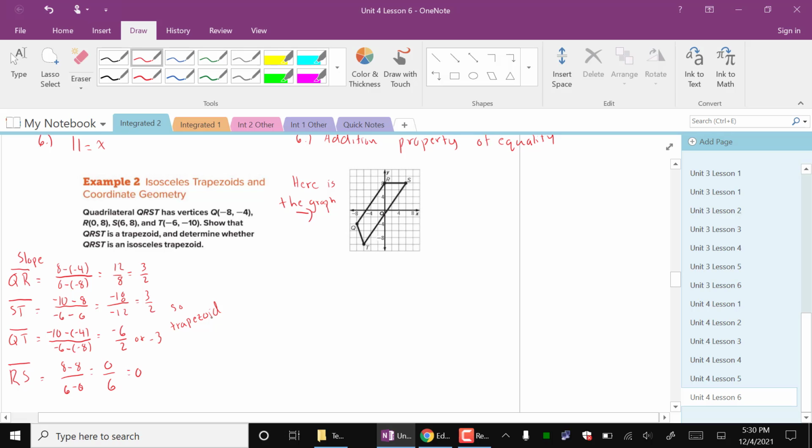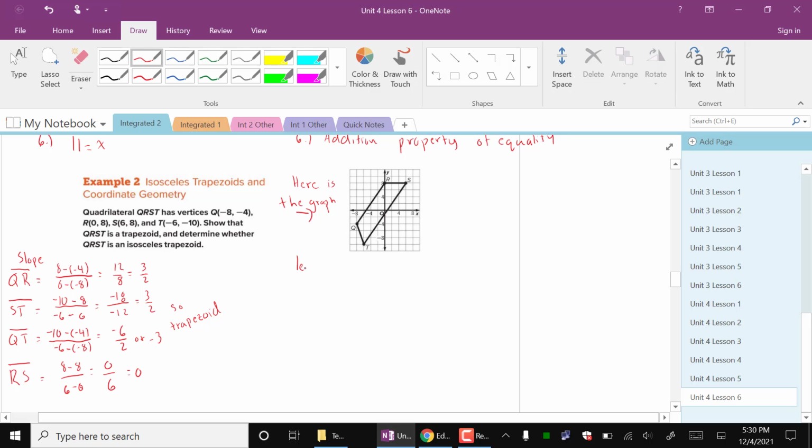If these two were parallel and these two were parallel, then we'd have a parallelogram and maybe even a rectangle. But because these two are not parallel, that means we got a trapezoid. Now let's deal with the leg length and see what we got here. If the leg length is the same, then we're going to have an isosceles trapezoid. If it's not, then we don't have an isosceles trapezoid.